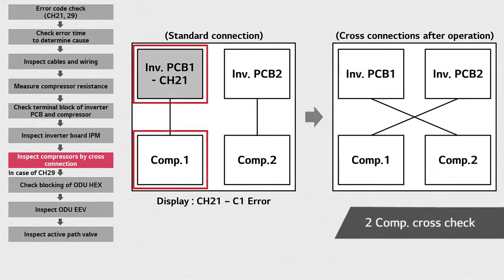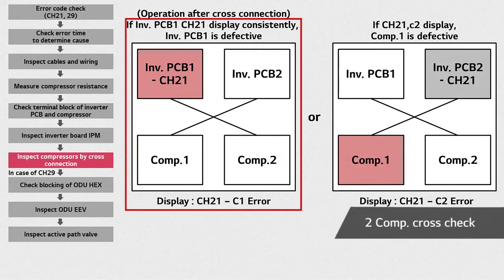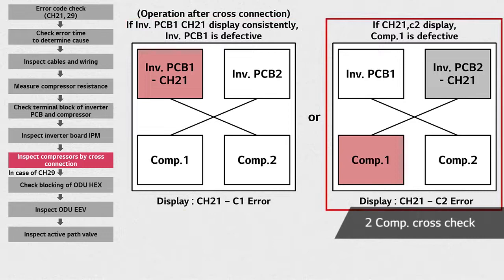Keep in mind you need to know whether the problem is in the inverter's PCB or in the compressors. So, for example, if error CH21 C1 occurs, connect the inverter PCB1 to compressor 2 and the inverter PCB2 to compressor 1 and get the outdoor unit running. After cross-connection as shown in the picture, if CH21 C1 error is displayed, that means the problem is in the inverter PCB1. On the other hand, if CH21 C2 error is displayed, that means that compressor 1 is damaged.